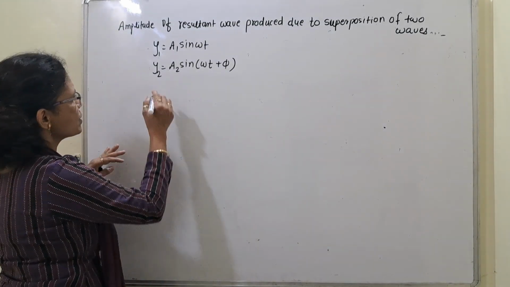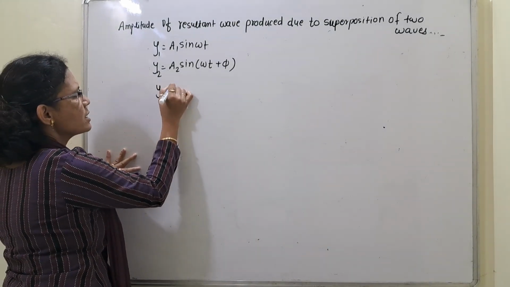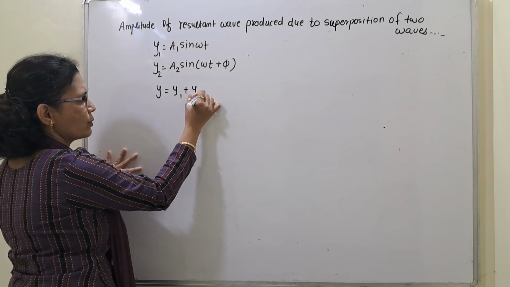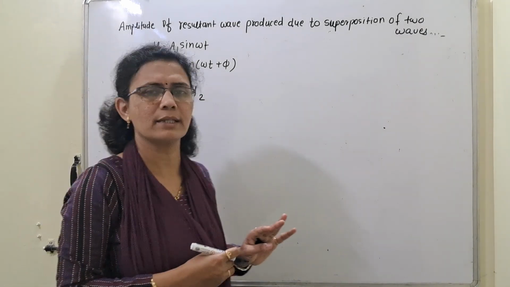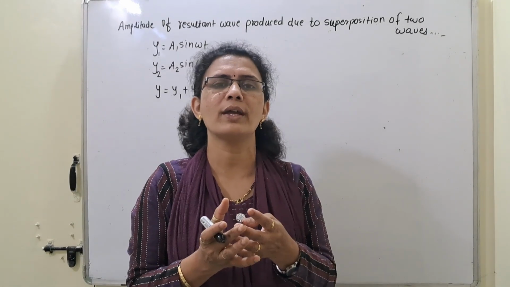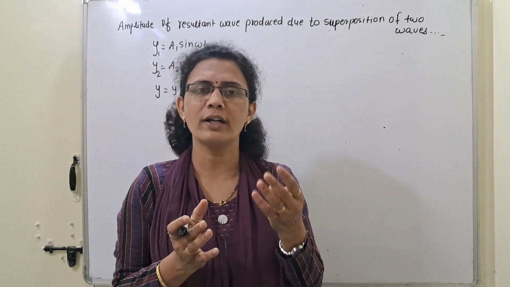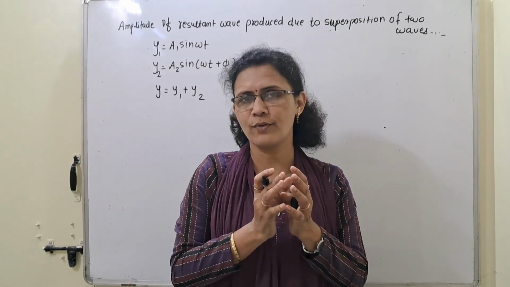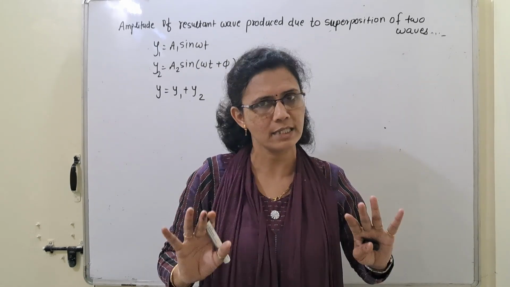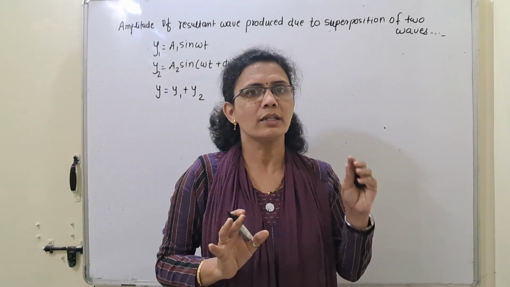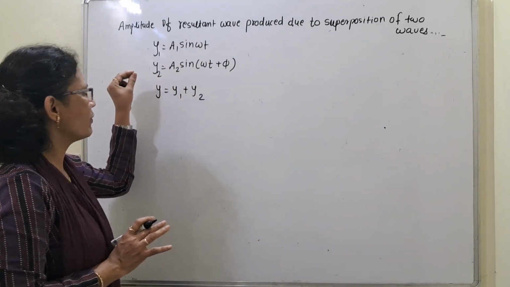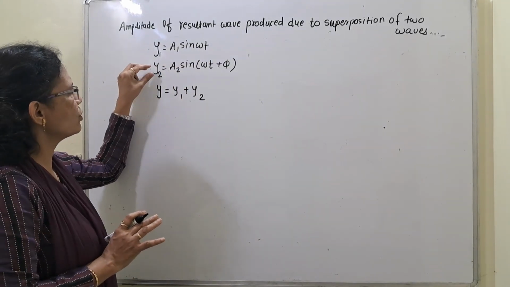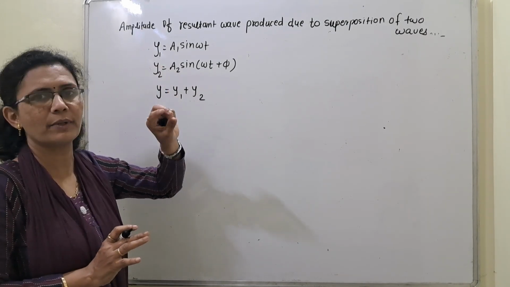So for that superposition, I can write y is equal to y1 plus y2. See, the theory will be only this. Let us consider two waves having different amplitudes and some phase difference between them. The angular frequency is the same for the two waves. Therefore, the waves will be y1 is equal to a1 sine omega t, and y2 is equal to a2 sine of omega t plus phi.